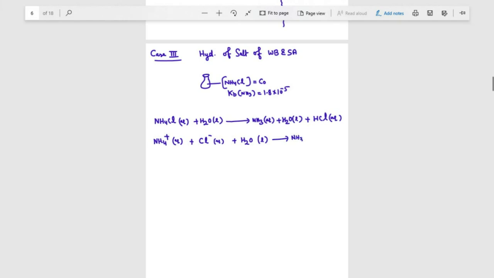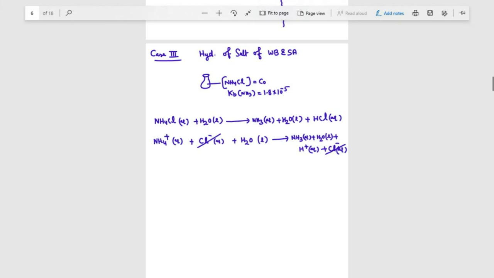NH4OH, or I can write ammonia in aqueous state plus H2O in liquid state plus H plus in aqueous state. And H plus and Cl minus ions in aqueous state. So who is the spectator ion here? Cl minus ion is the spectator ion. So it will cancel out from both sides.